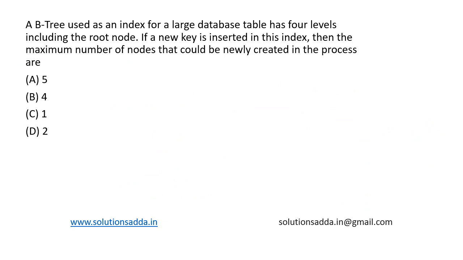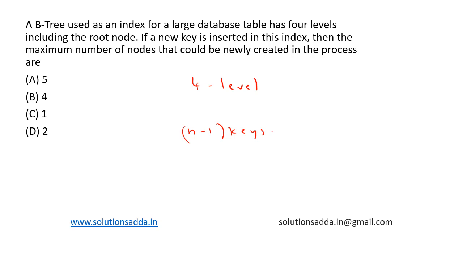This is a question from databases. A B tree is used as an index for a large database that has 4 levels, including the root node. So it has 4 levels. If a new key is inserted in this index, then the maximum number of nodes that could be newly created in this process is? Suppose all nodes are completely full. It means that every node has n-1 keys.